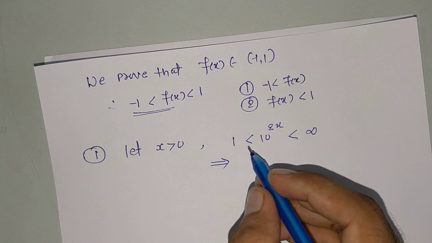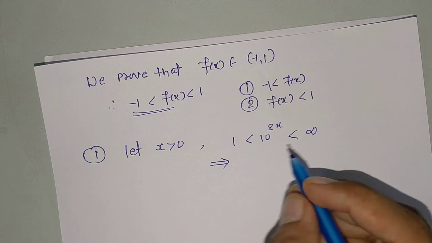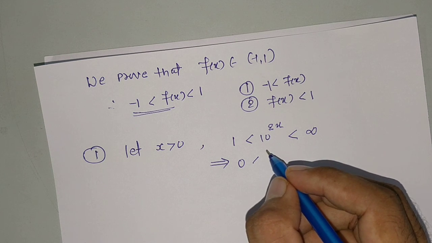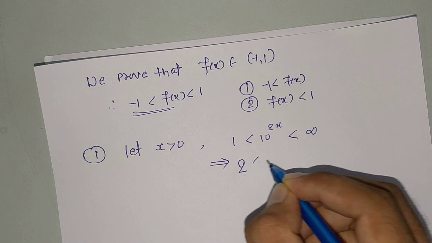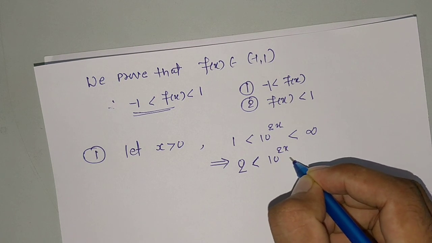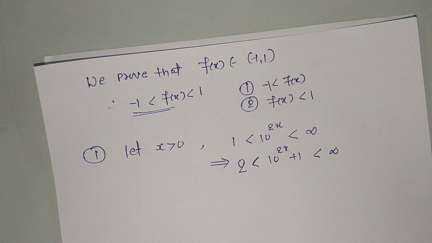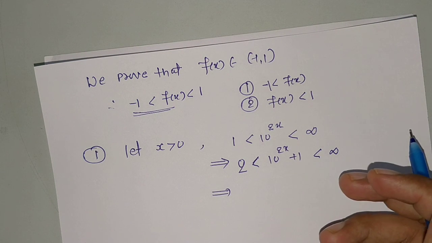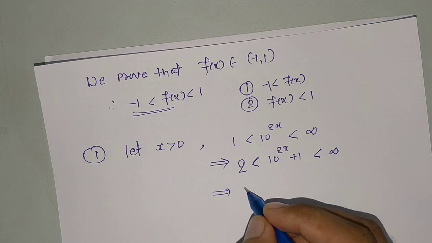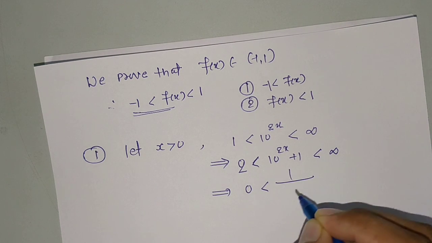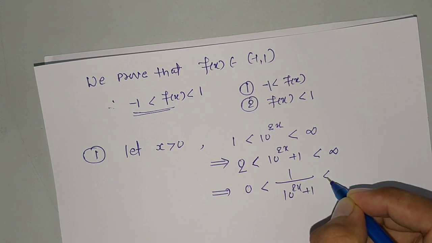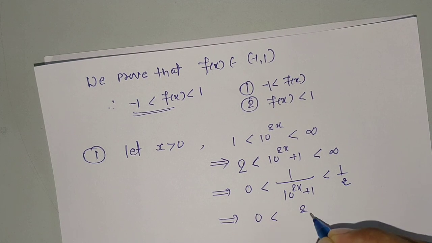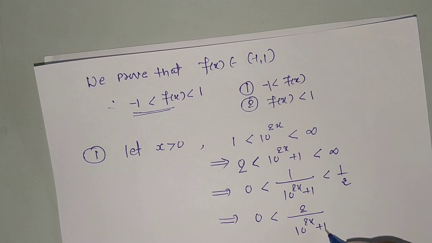So taking 1 on, adding 1 to the terms, we'll get 1 over here, 10 raised to 2x plus 1 less than infinity. Adding 1 to infinity will make no difference. Now taking inverse, this infinity becomes 0, this will be 10 raised to 2x plus 1, and this will be 1 upon 2. Multiplying with 2, we'll get 0 less than 2 upon 10 raised to 2x plus 1 less than 1.